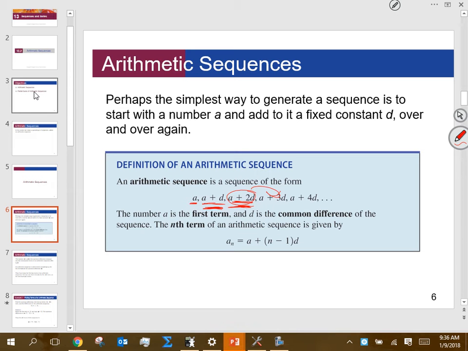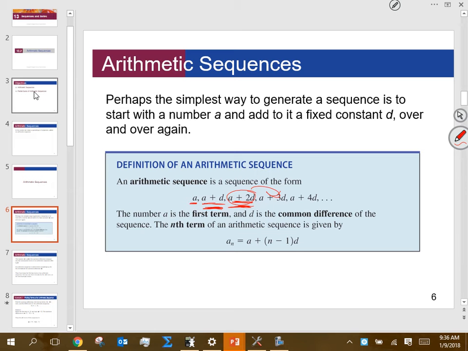You're simply adding the same amount from term to term to get the next term, okay? So it's sequences like 2, 4, 6, 8, 3, 6, 9, 12, 5, 10, 15, 20, 25, 30, okay? Those types of sequences are arithmetic, okay?